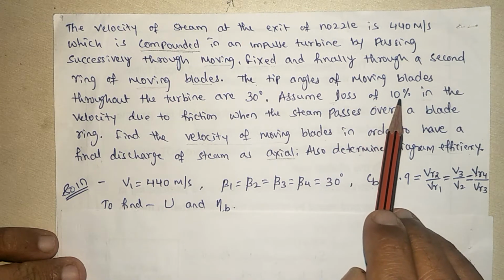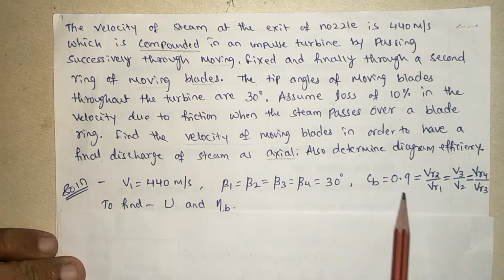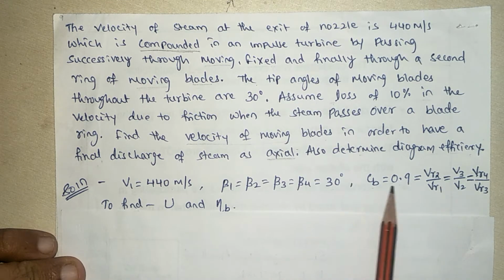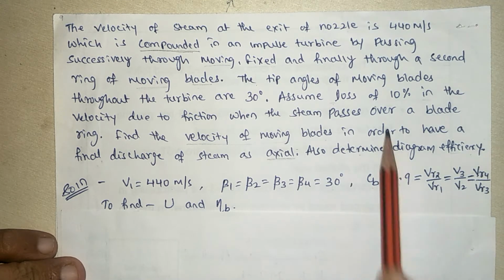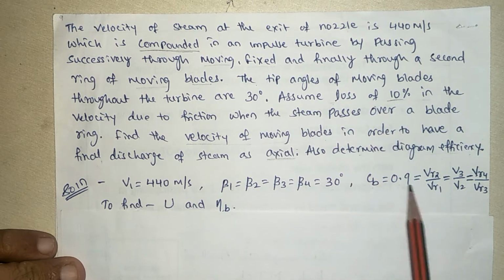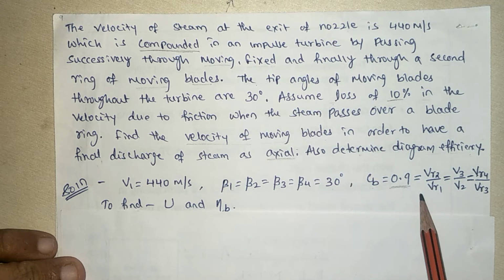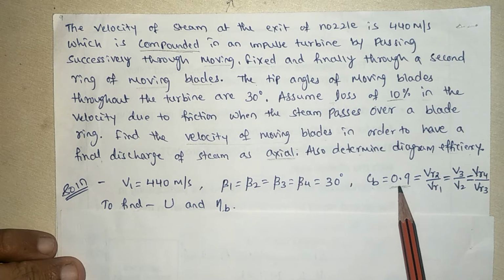So 100% minus 10% becomes 90%. So 90% is nothing but 0.9. So CB is equal to 0.9. From this we have obtained the value of CB, that is equal to 0.9.